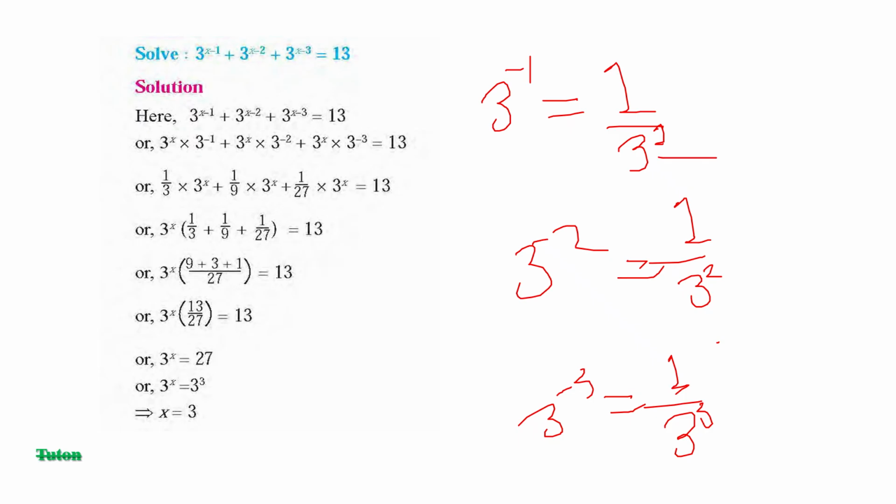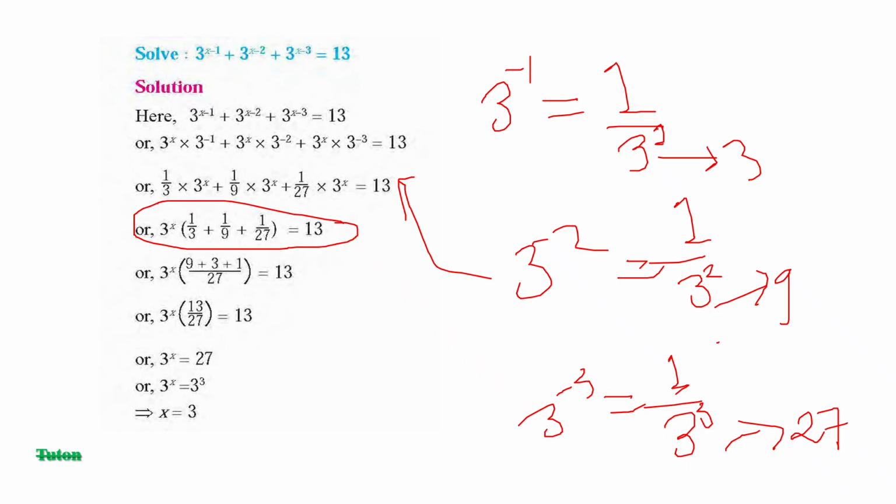Here 3 to the power 1 means simply 3, and 3 square means it is 9, and 3 cube is 27. Here we all can see this in the third step of this simplification. Now on the next step, as I said earlier, 3 to the power x has been taken common from all the other terms, and here we are left with these three terms.